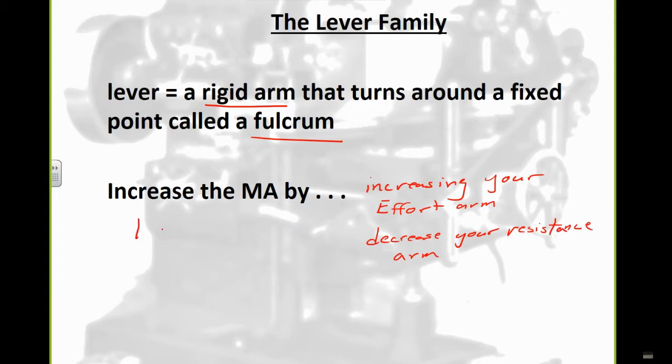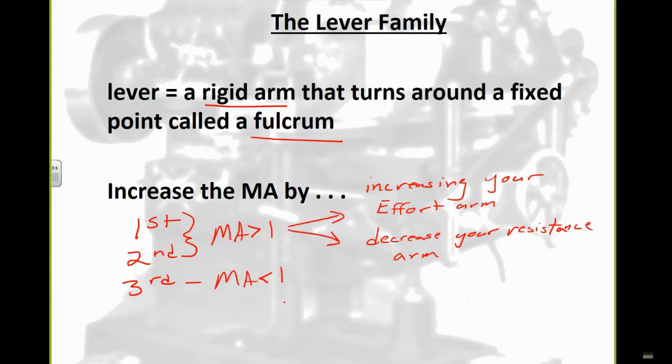All right, now first, second, and third class levers are the types we're going to be talking about right now. Now, the first and second class levers have mechanical advantages that are greater than 1. The third class lever has a mechanical advantage that's less than 1. Okay. So as we talk about these first 2 parts, they work for first and second class levers, but your third class lever is going to work a little bit differently.